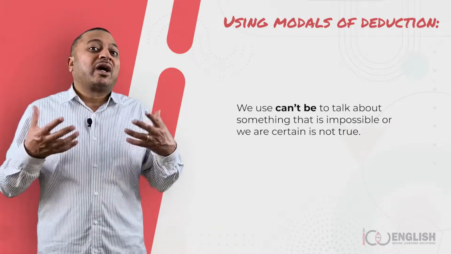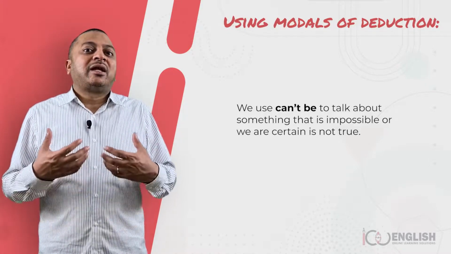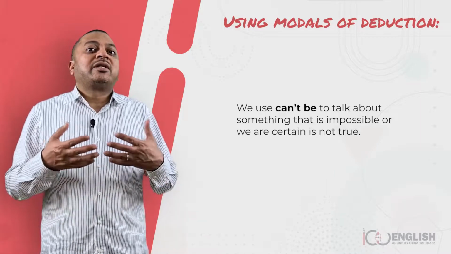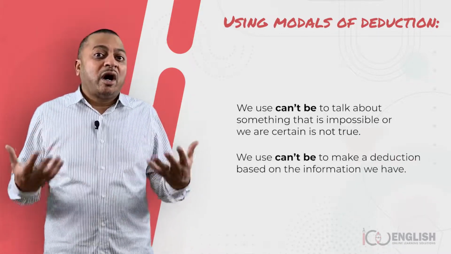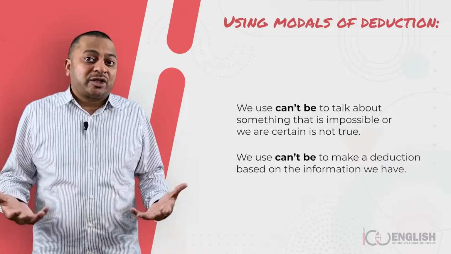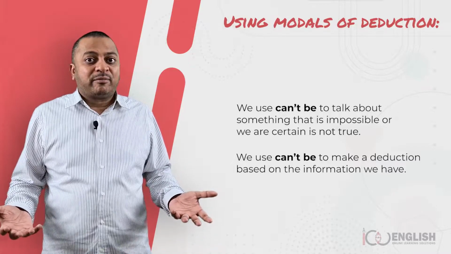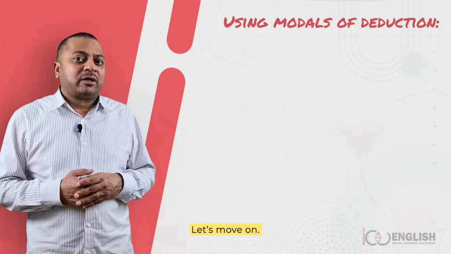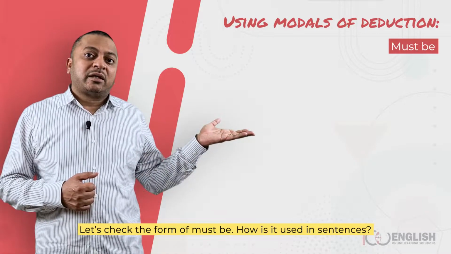We use can't be to talk about something that is impossible or we are certain is not true. We use can't be to make a deduction based on the information we have. Let's move on. Let's check the form of must be.